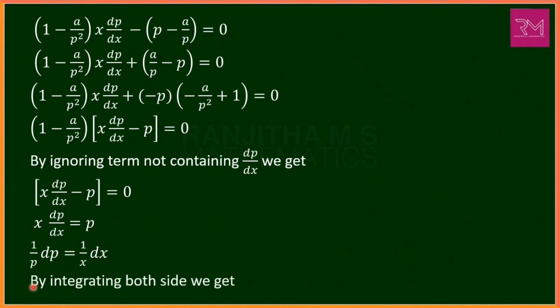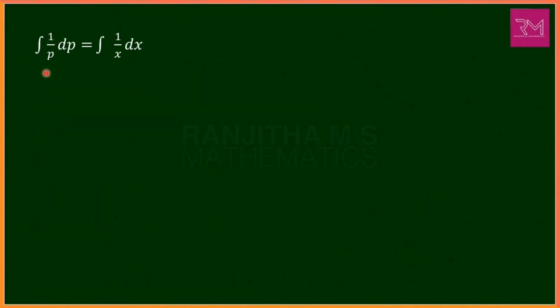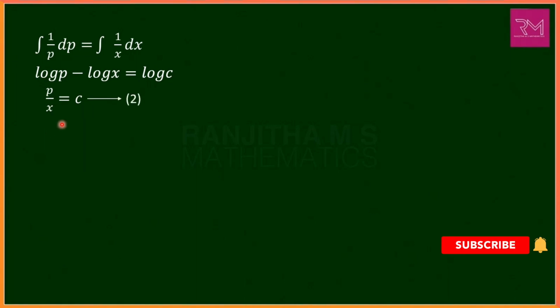Now by integration on both sides we get integration of 1 by p into dp equal to integration of 1 by x into dx. Integration of 1 by p with respect to p is log p. If we take this term to the left hand side, that becomes minus integration of 1 by x, which is log x, equal to some integration constant log c. This is of the form log m minus log n, so we can take it as log m by n, that is log of p by x equal to log c, so that we get p by x equal to c, or p equal to x into c.